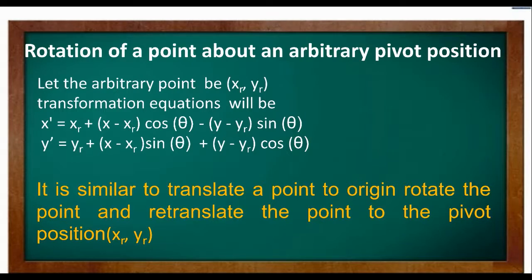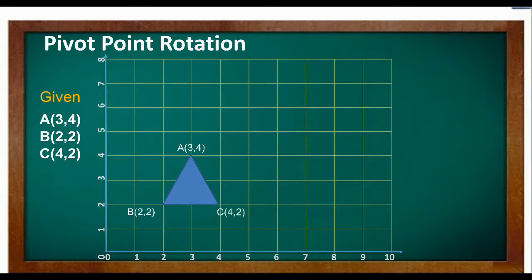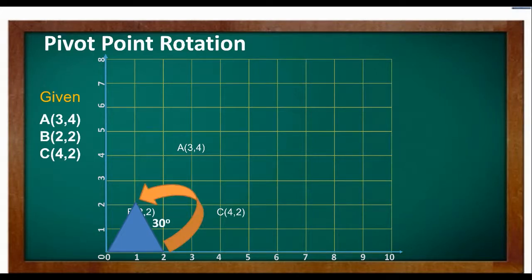Let us see how it is working. If this is your object to be rotated and you are given with 3 points, here that is shifted to the origin, rotated by an angle, say theta is equal to 30 degree, and the rotated object is retranslated to the original position. This is what we call it as pivot point rotation.